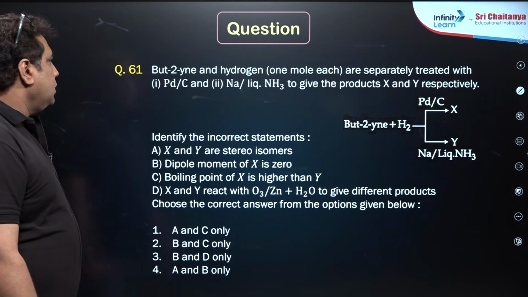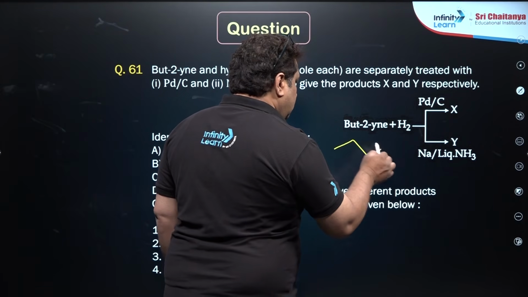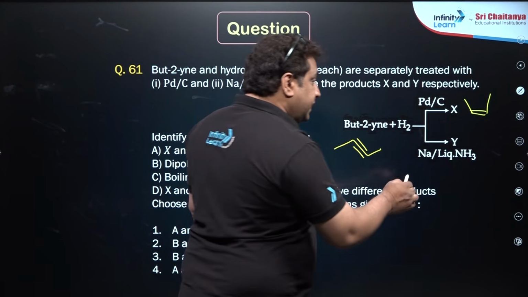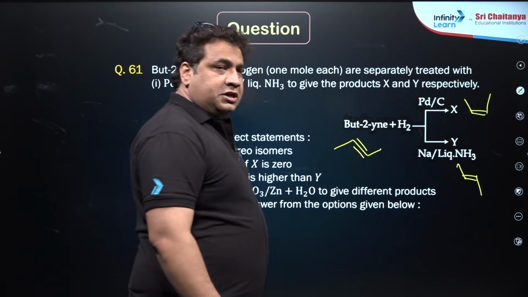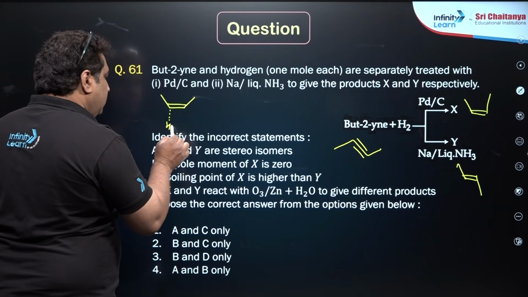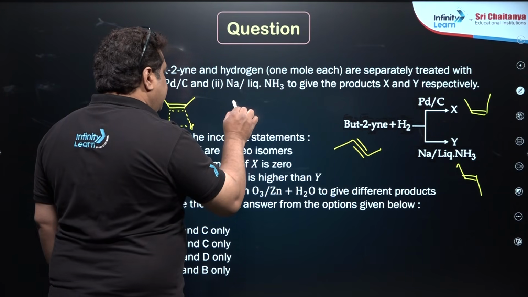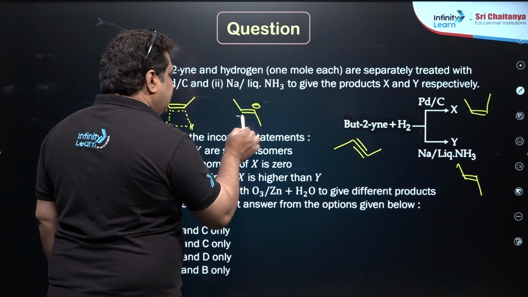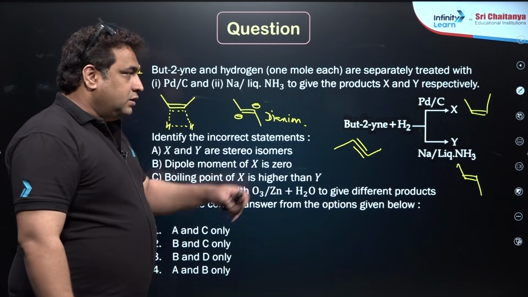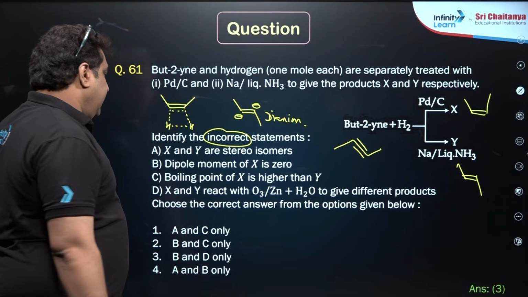Next, butyne and hydrogen, 1 mole each, are treated, right. So everybody should know, if you treat butyne with hydrogen over palladium, Lindlar catalyst, you will get the cis isomer. This is Birch reduction. In Birch reduction you will get the trans product, because in hydrogenation you get a cyclic transition state in Lindlar, but in Birch you get a dianion. So hence you will get the trans product in Birch. So now what is the question? Identify the incorrect statement. Wrong we have to select. X and Y are stereoisomers.